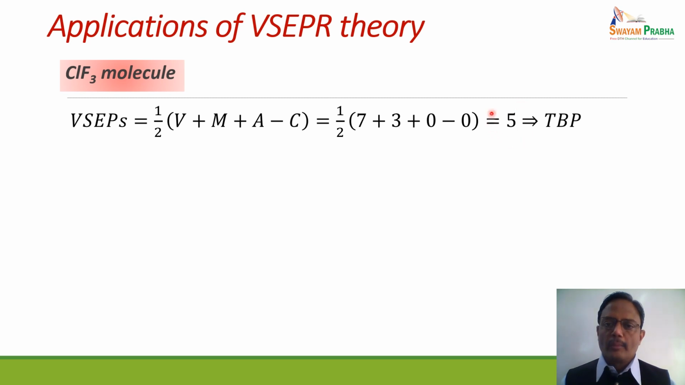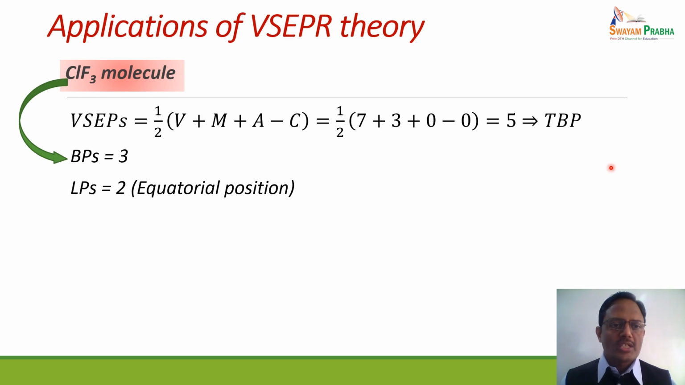And 5 valence shell electron pairs means that the geometry should be trigonal bipyramidal as per rule number 1 of our VSEPR theory. Now, out of these 5 valence shell electron pairs, there will be 3 bond pairs because only 3 bonds are formed with fluorine, while the remaining 2 will be lone pairs. And we know that in case of trigonal bipyramidal geometry, the lone pairs definitely occupy equatorial positions because the repulsive interaction is minimum if the lone pairs occupy equatorial positions.